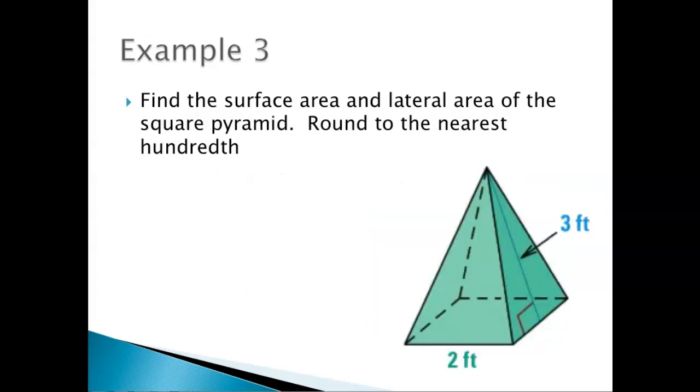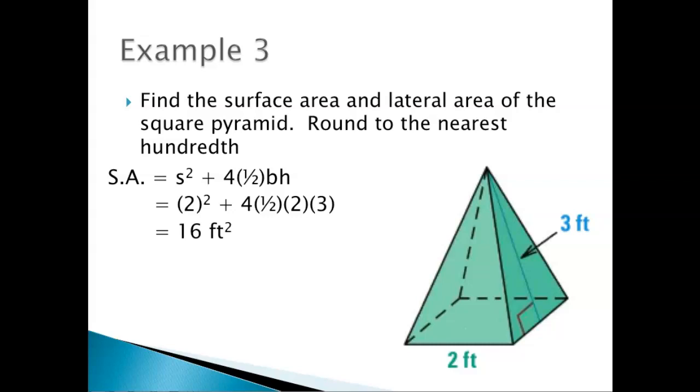Let's move on to a pyramid. Now we have a square pyramid here, and so to find the surface area, it's going to be the area of the base, which is a square, plus we've got 4 triangular faces. Those triangular faces are all equal to each other, so once we find the area of one triangle, we can multiply it by 4. So we have s squared on the bottom, plus 4 times 1/2 base times height. Substituting, we have 2 squared plus 4 times 1/2 times 2 times 3, and that comes out to be 16 square feet.